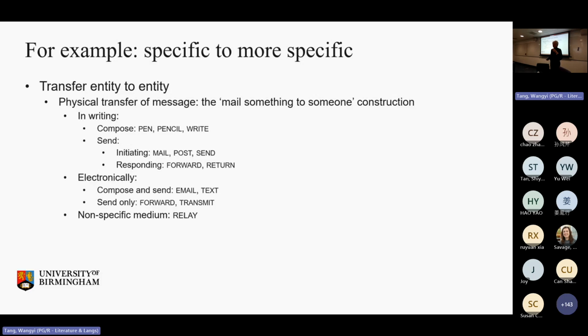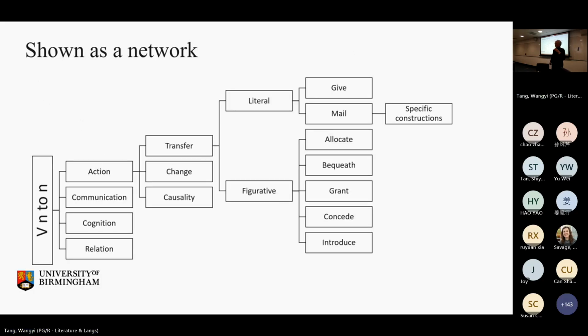I mean, the more you go into detail, you just divide these groups of verbs up into smaller and smaller groups. So you can mail something, post something, send something. You can forward or return something. So that's in response. And it can be electronic, or it can be a non-specific medium like relay. So a good way of showing this is actually to borrow from systemic functional linguistics and to say we have a network here.